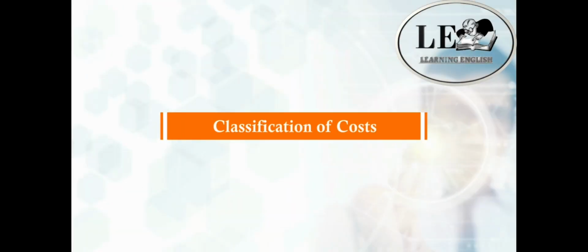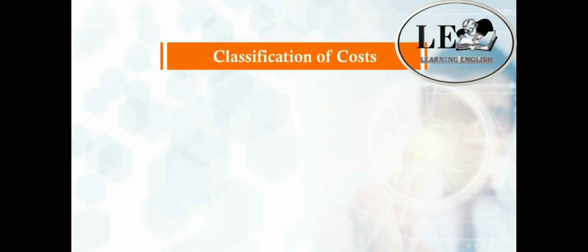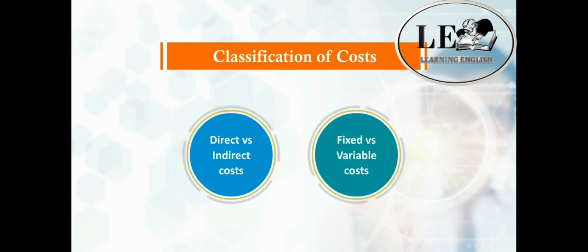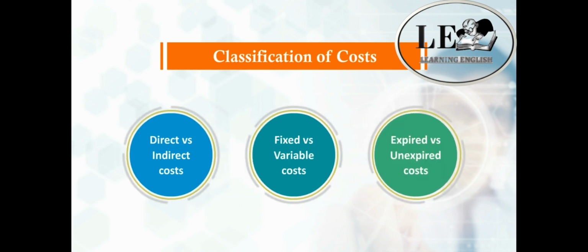So, the involvement of cost in business varies by the nature of the business. Cost can be classified in various ways. Here are some of the ways. Some costs are based on association with cost object. It is also called direct versus indirect costs. Some costs are based on reaction to changes in activity. It is also called fixed versus variable costs. Some costs are based on classification on financial statements. It is also called expired versus unexpired costs.